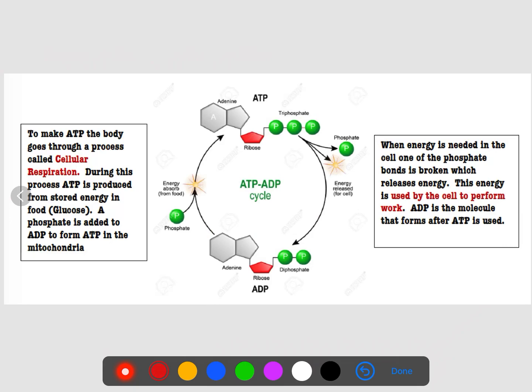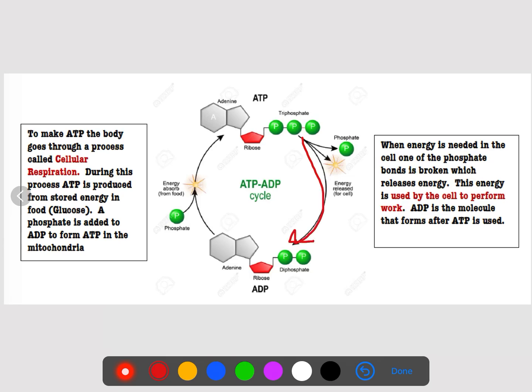Now, let's go over this cycle a little more in depth. Again, ATP is our high energy molecule that we have up here. What happens is when ATP is used, a phosphate bond is broken off. When that phosphate is released, energy is released for the cell. The energy is used by the cell to perform work, and then we convert it into ADP.